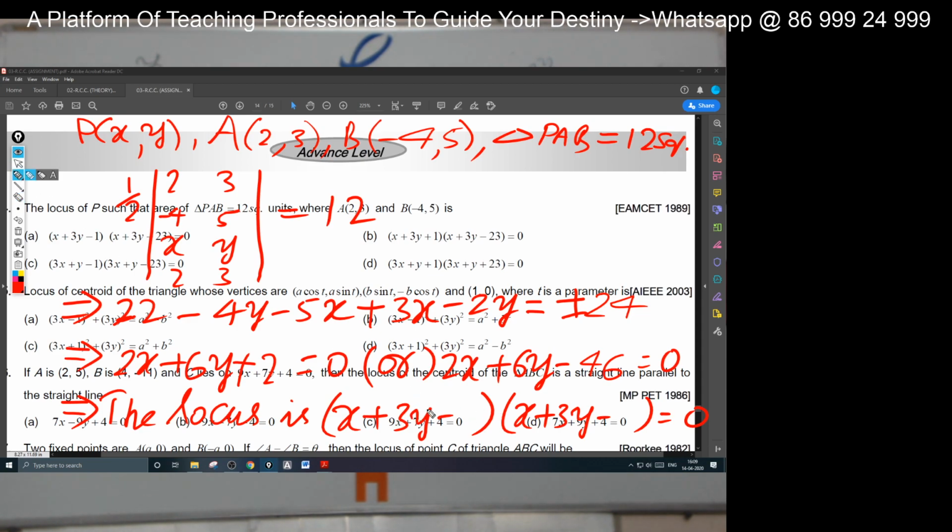What is it? x plus 3y plus 1 equal to 0. x plus 3y minus 23 equal to 0. So the answer is B. Just check it out. Pratham, even if you square also, you don't get that answer. Somewhere you are mistaken.